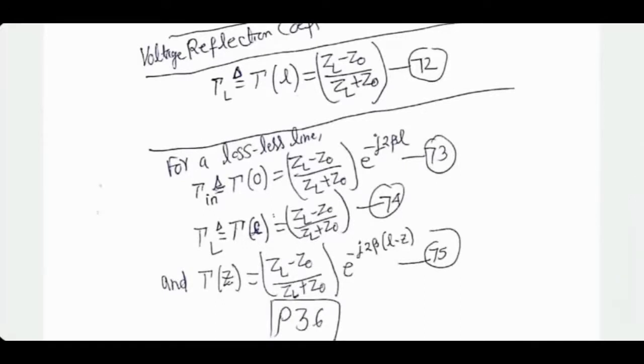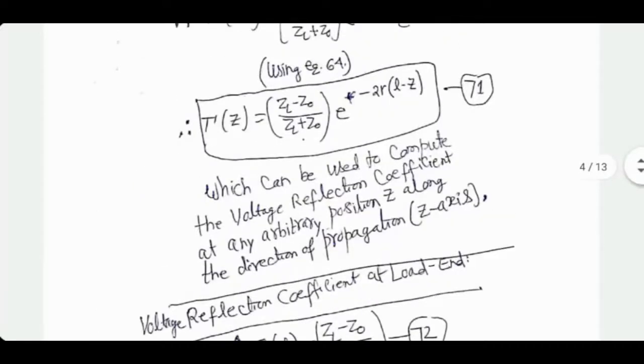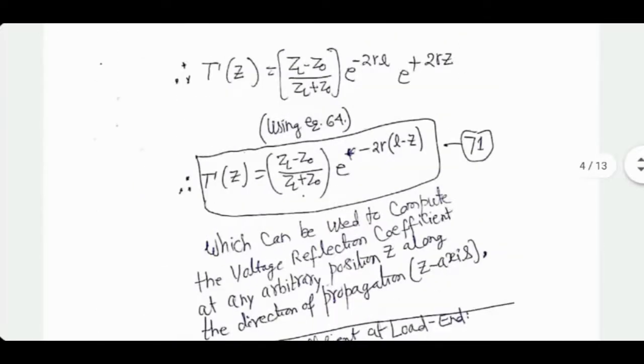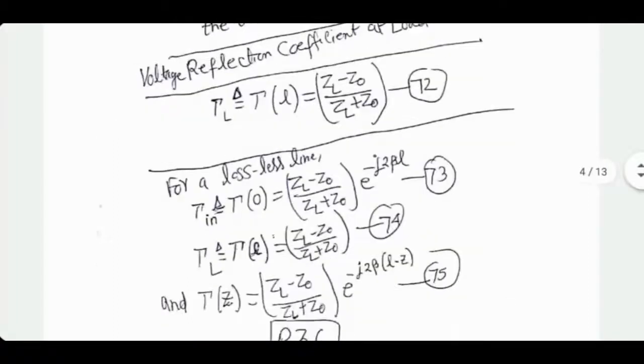At the load end, it is still the same formula. Whether it is a lossless line or a lossy line, the reflection coefficient is (ZL minus Z0) upon (ZL plus Z0). At the input end, it is (ZL minus Z0) divided by (ZL plus Z0) e to the power minus j 2 beta L, because at the input end, small z is 0. So in equation 71, you'll get e to the power minus 2 gamma L along with the remaining factor. And gamma becomes j beta. So that comes in here.